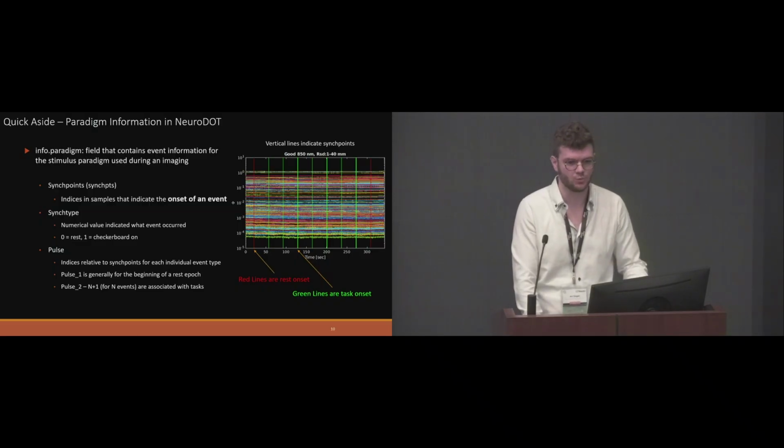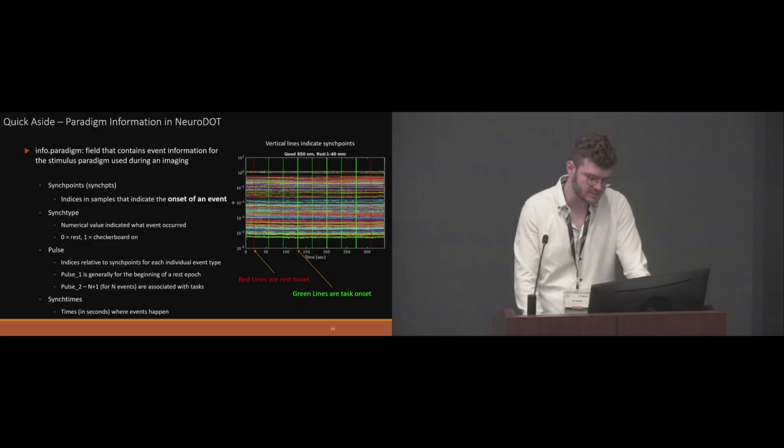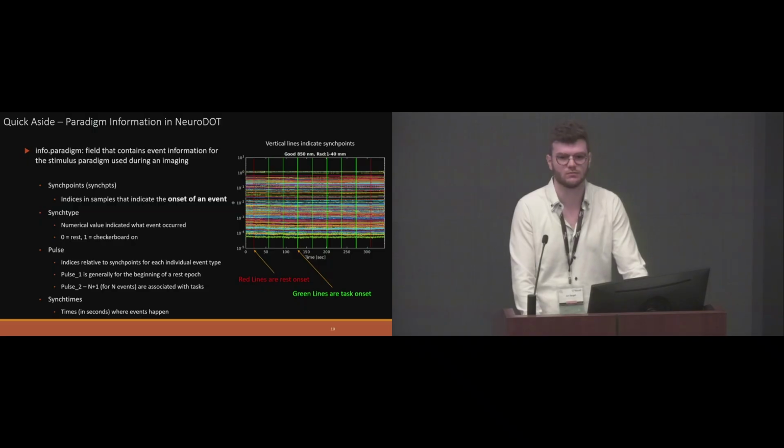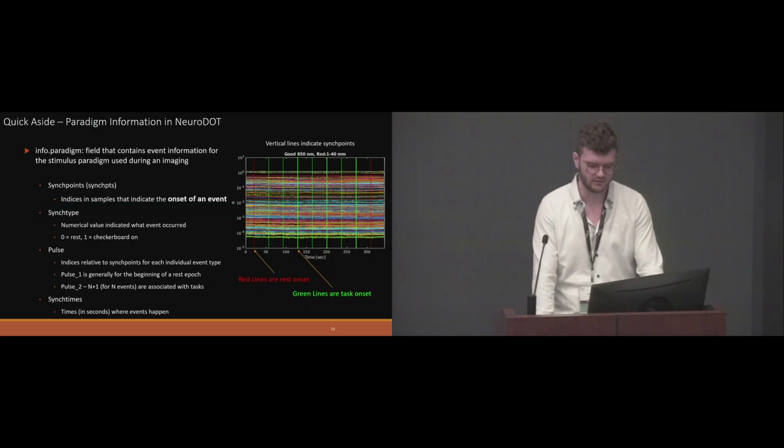We also have pulse, which is indices relative to that sync points field for each individual event type. So we'll have pulse 1, which is generally for the beginning of each rest epoch, and then pulse 2 through n, depending on how many different stimulus events you have, are the actual indices of each onset of an event. So for this data set, all we have is on or off. So pulse 2 is going to be when our checkerboard is flickering and rotating. Pulse 1 is going to be our rest events. And then lastly, we have our sync times, which are the conversion of the sync points to seconds of when the events happened.